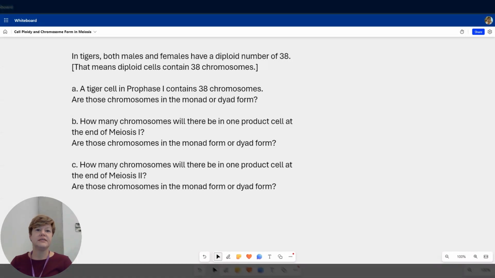So the pattern is that your starting cell is diploid with dyad chromosomes. A cell at the end of the first meiotic division would have a haploid chromosome number, or be a haploid cell, in this case 19, but the chromosomes are still in the dyad form. In the second division, any one product cell at the end of the second division would have still 19 chromosomes, still a haploid cell, but now the chromosomes are in the monad form, the unreplicated form.